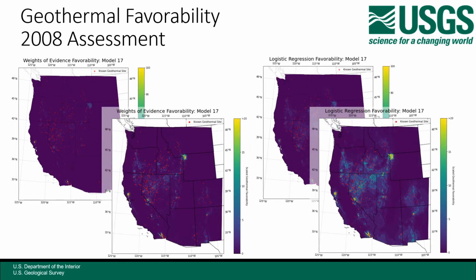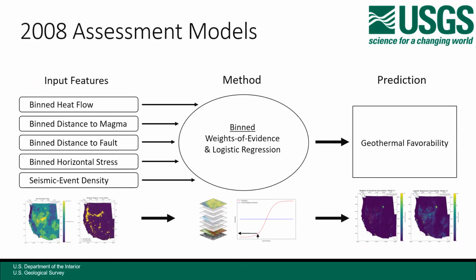By rescaling the favorability maps, we're better able to make out the regional distinctions on the two. Although logistic regression has greater contrast than weights of evidence, the regional patterns are roughly similar. We can make out Yellowstone, the Salton Sea, the Geysers, and the Great Basin. We've covered the 2008 assessment methods and models.